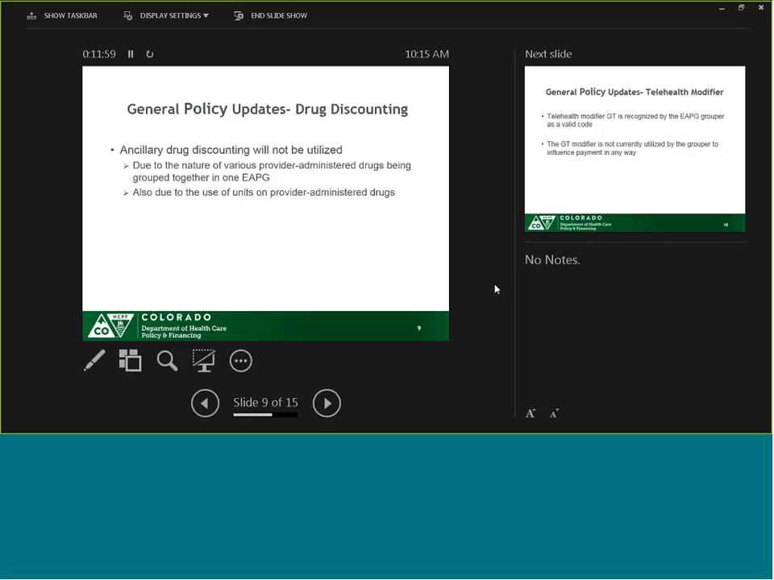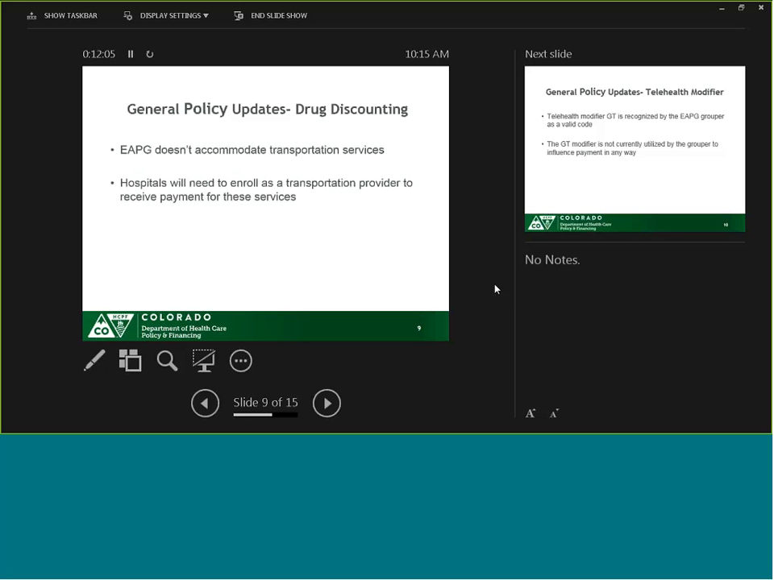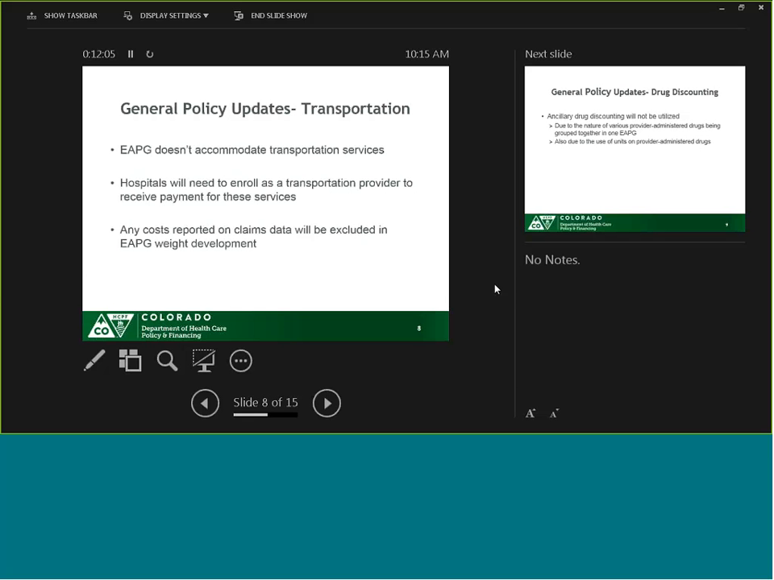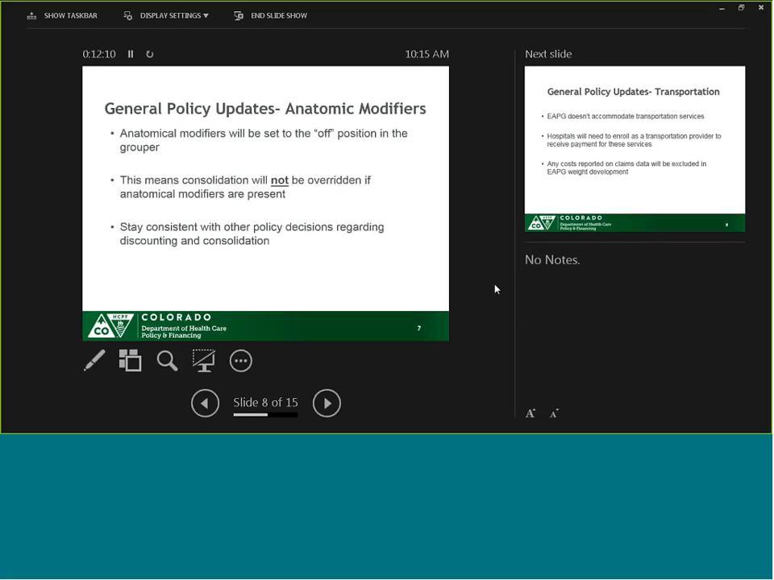Any questions or comments? Could you go back to the anatomical? Sure. And maybe talk, with radiology, is that going to apply as well? You were giving an example of a surgical procedure. Radiological. Yeah, it would include that if you were using the anatomical modifiers.